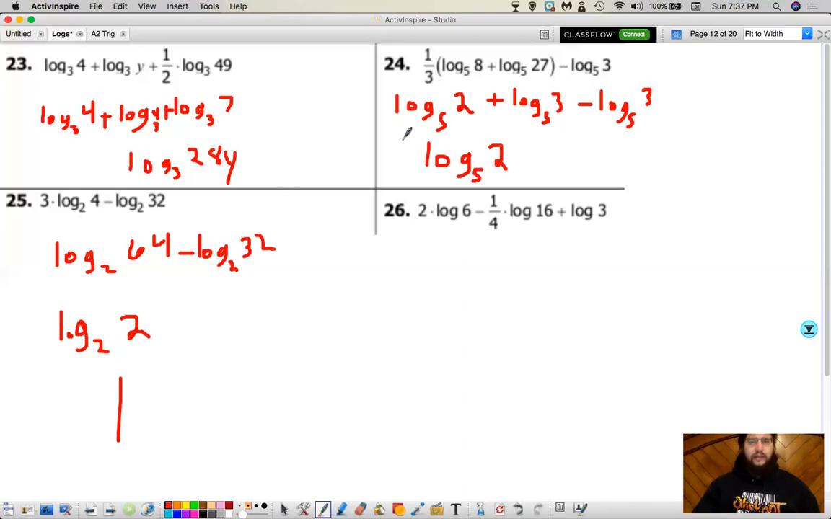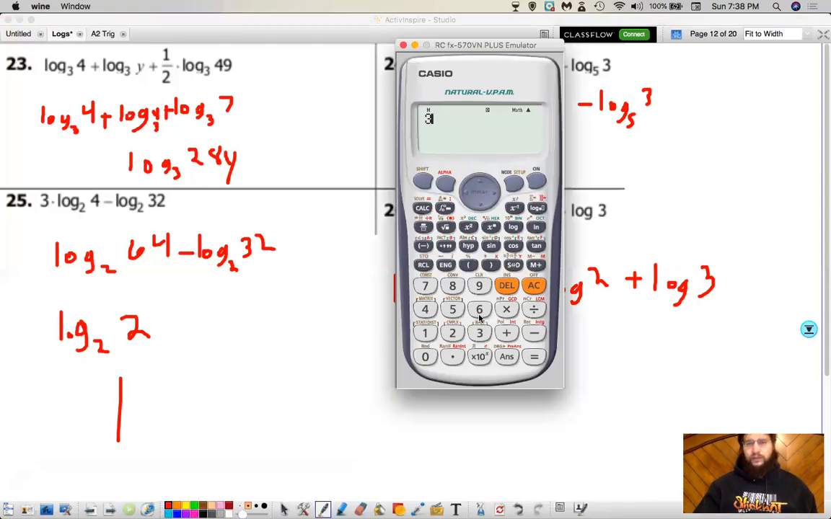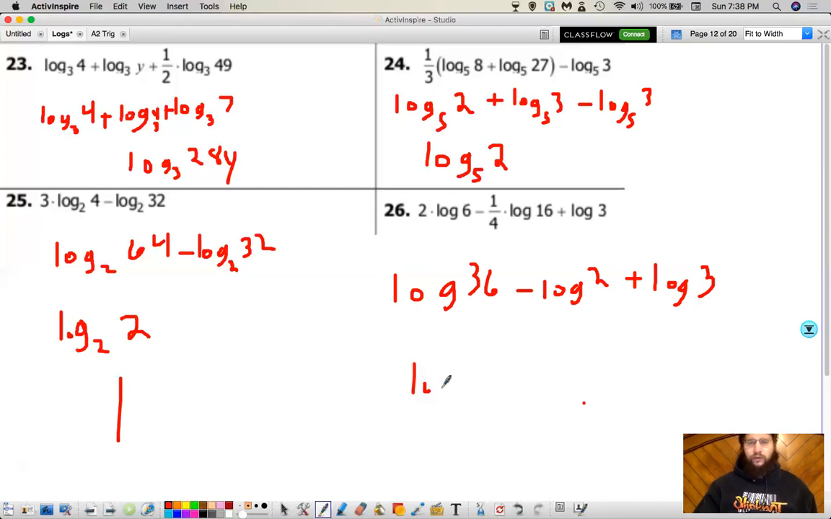Let's see, no, and no, can't do anything with those. That's log of 36, minus, that's the 4th root of 16 is 2. So we have 36 divided by 2 times 3. 36 divided by 2 times 3 is 54. That's log of 54, and no, I can't think of anything that 10 raised to the power is 54, so that's my answer.